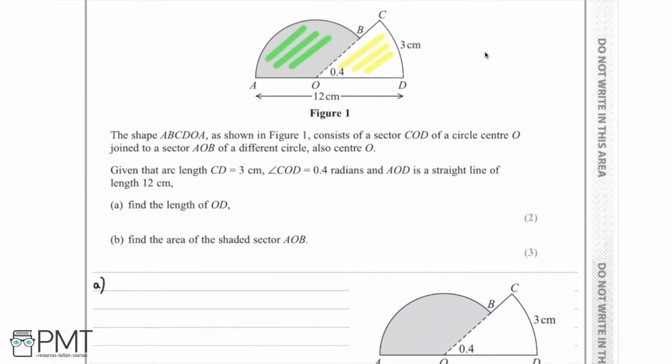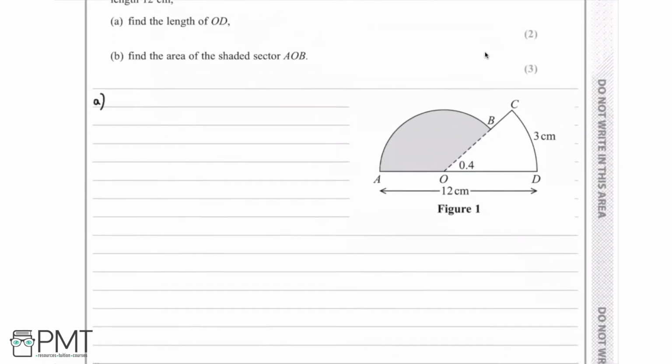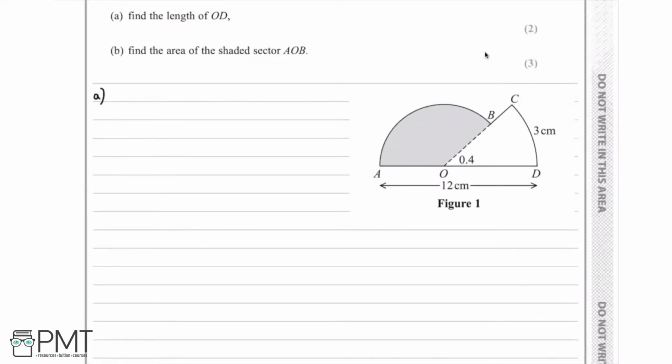So I'll copy the diagram out here to make things slightly easier going forward. So we first know O to D. Since O is the center of the circle, we see that OD will be equal to the radius. Then we need to think, what other information do we have? So we have the angle here, which is 0.4 radians. And then we have the arc length is equal to 3 centimeters.